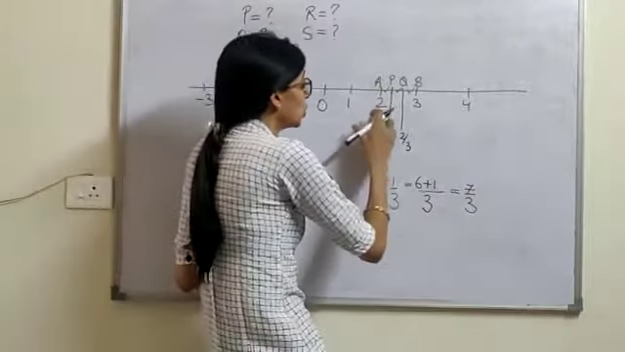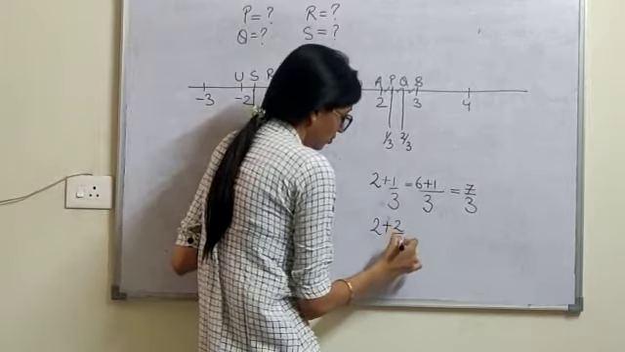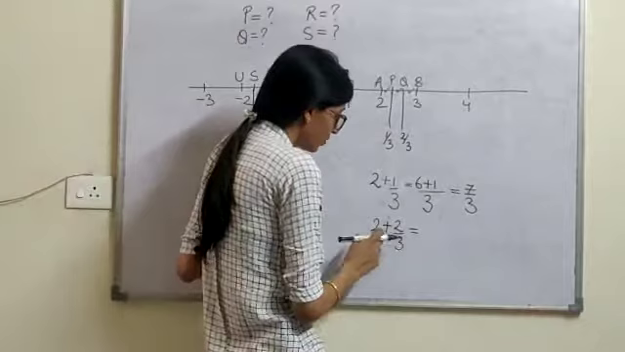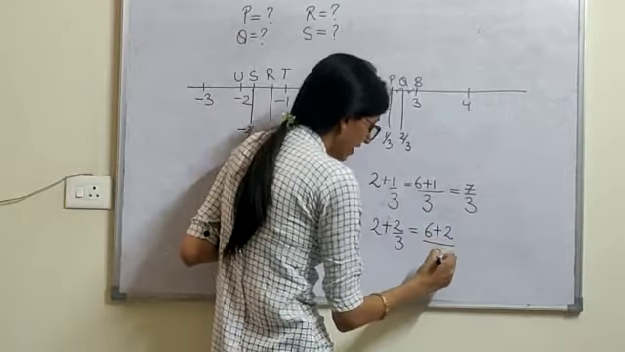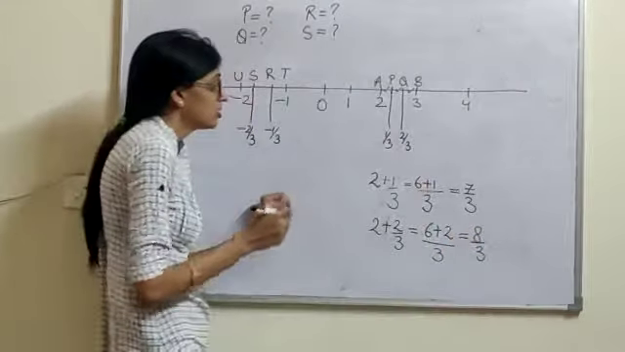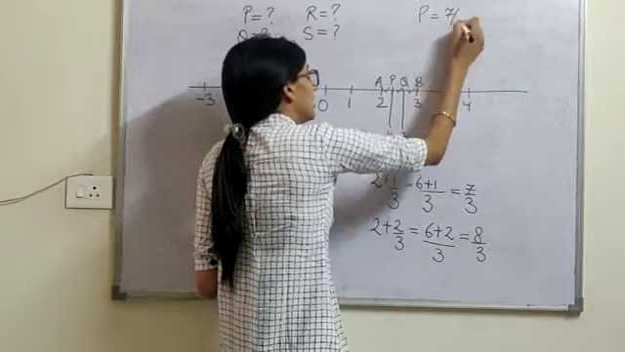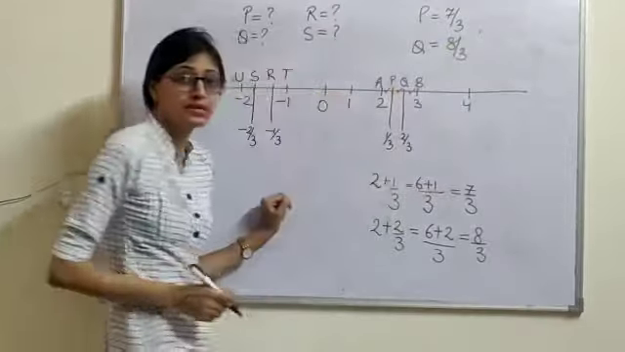Next, 2 plus 2 by 3. It will become 3 2s are 6 plus 2 divided by 3, 8 by 3. So the point P is 7 by 3. The point Q is 8 by 3.